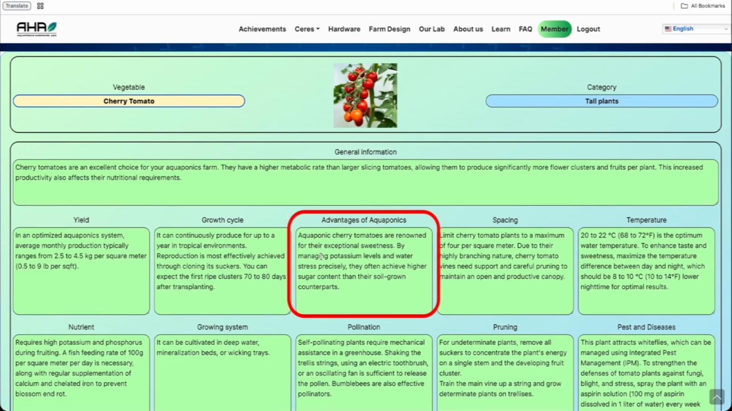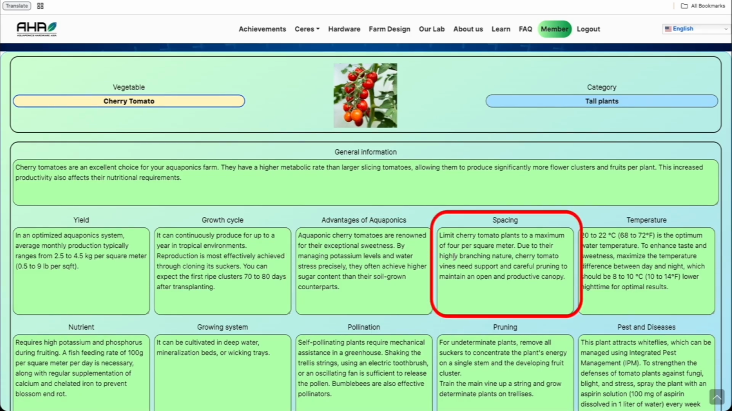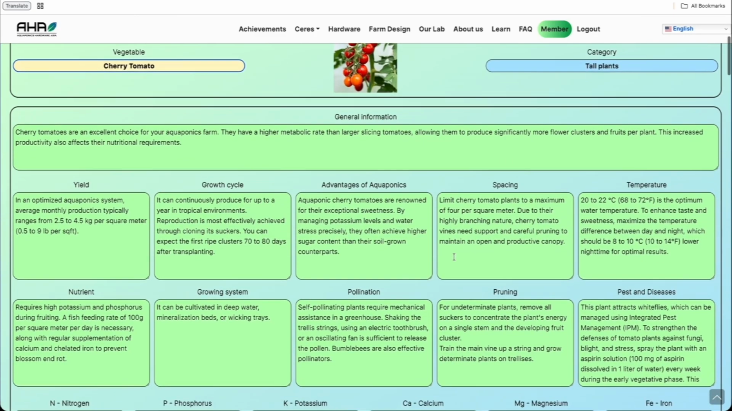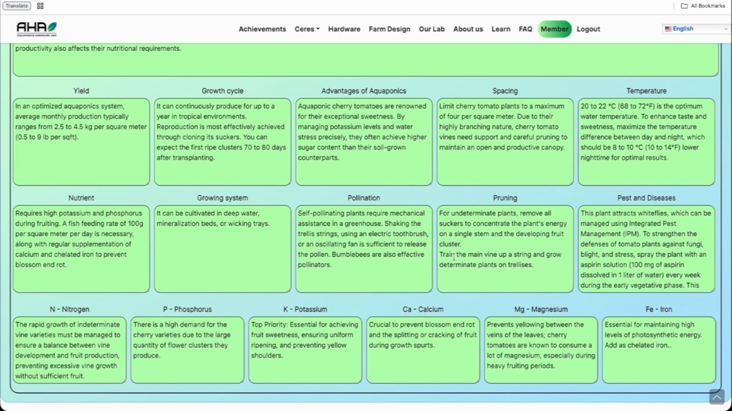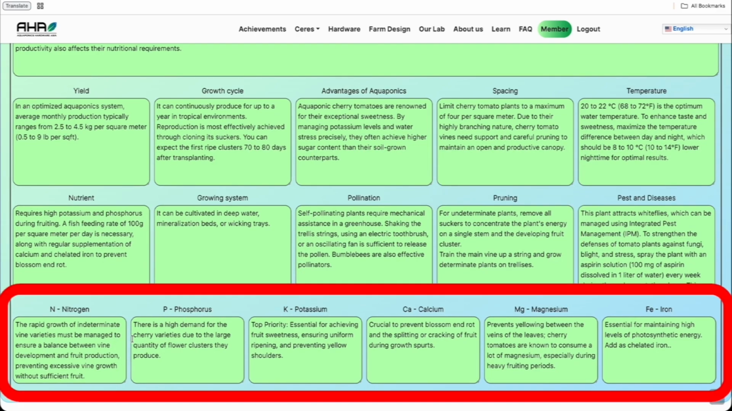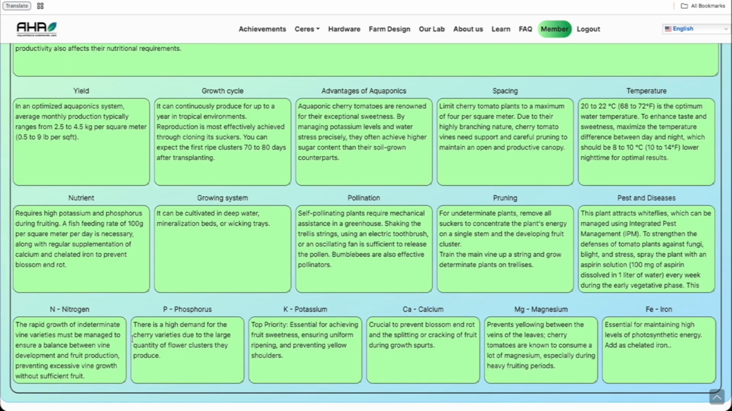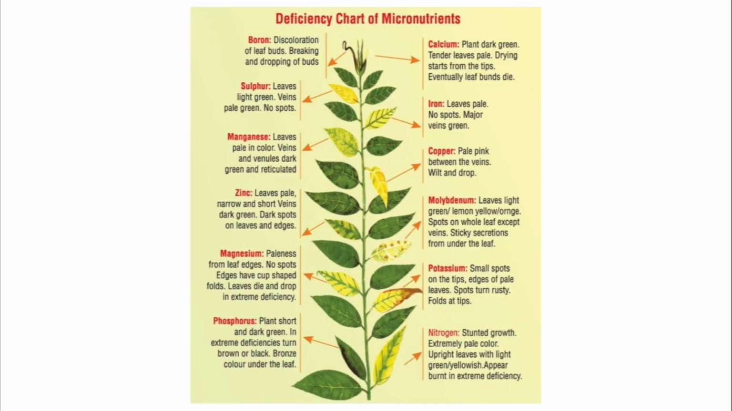Advantages of growing the plant aquaponically: the optimum spacing for maximum productivity, the temperature range in which the plant thrives, the important nutrient requirements and most common deficiencies, the optimum growing system, pollination and pruning if necessary, and the most common pest attacks and diseases. Ceres also provides information on each of the 6 critical nutrients plants need. We regularly add new plants as we test them. In the following sections, you get information on pest attacks and nutrient deficiencies.